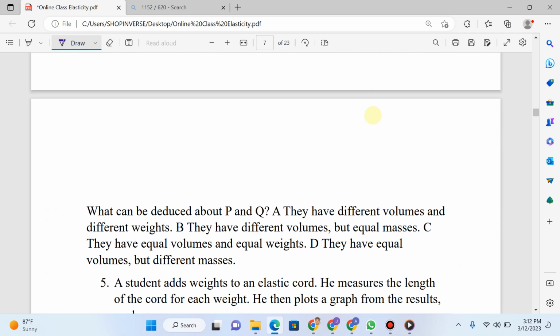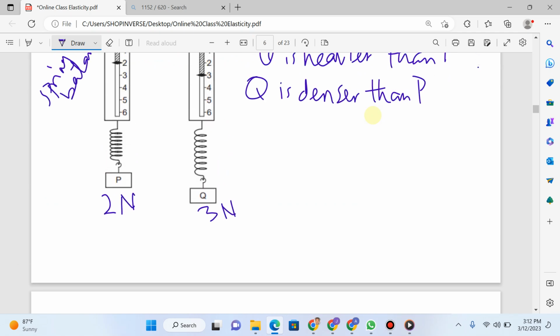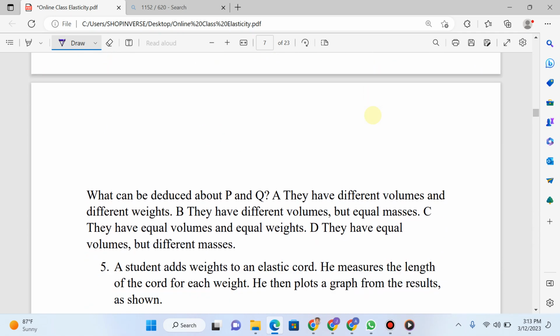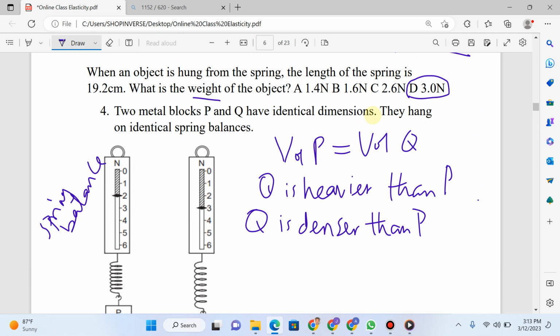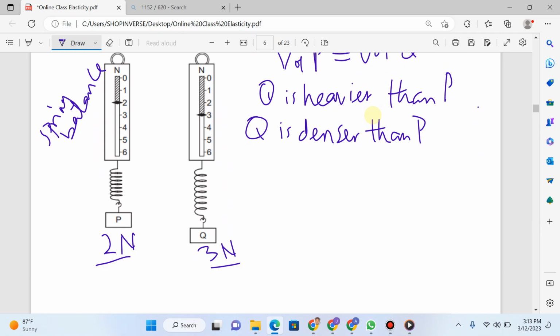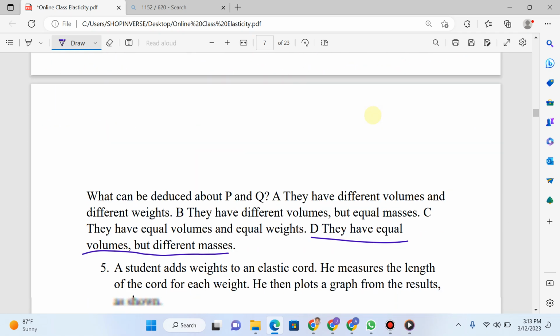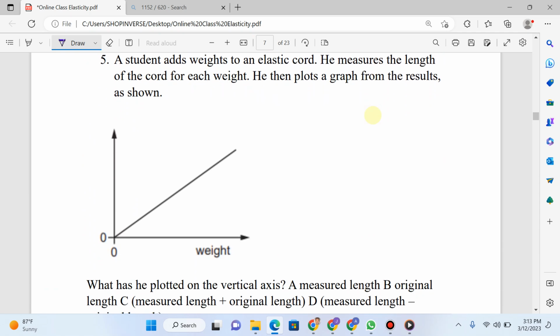No, if they had equal weight, these two spring balances would be reading the same weight, so they don't have the same weight. Option D, they have equal volumes but different masses. Correct. They have equal volume because they have identical dimension. This means they have equal volume, okay? And they have different masses because the weights here are not of the same value. So option D is the correct answer.